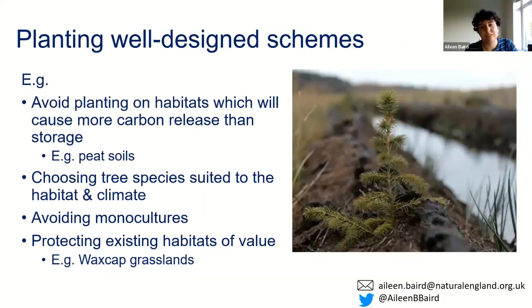So the next thing we discussed is designing woodland creation schemes well. And this is important for a wide variety of reasons, not just fungi, but I think fungi influence many of them. So thinking about avoiding planting in habitats that will cause more carbon release than storage. You know, these are habitats that are more likely to have the fungi that suit trees well already in their soils. They're unlikely to release more carbon. So with things like deep peat soils, the carbon release through carbon dioxide and methane if you plant trees on these areas is much more significant than the carbon storage that you get from that tree planting.